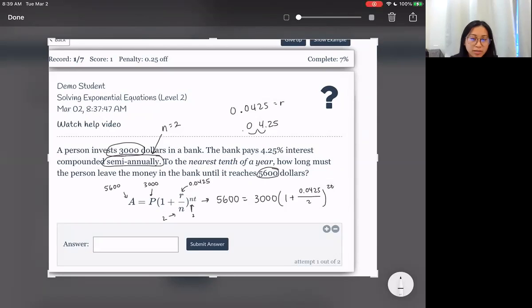And remember, t is left there as a letter because it's the unknown that we are searching for. So we are looking for the nearest tenth of a year. How long must the person leave the money in the bank until it reaches that amount? So that's why we are looking for t. So t is still our unknown. Okay, so before we proceed, we must combine those two numbers into 1. So whatever 1 plus 0.0425 divided by 2 is, let's figure that out.